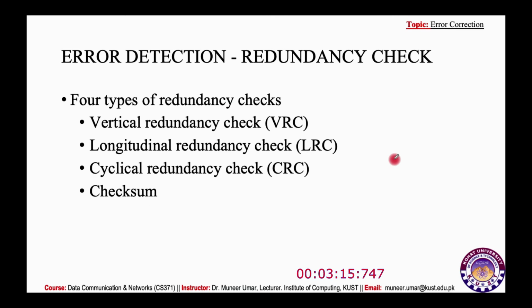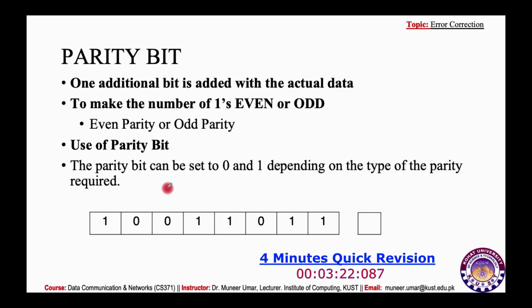There are four types of redundancy checks. The first one is VRC, second one is LRC, then CRC and checksum. For VRC, we use a parity bit. A parity bit is an additional bit to be attached with the data to make the number of ones either even or odd.